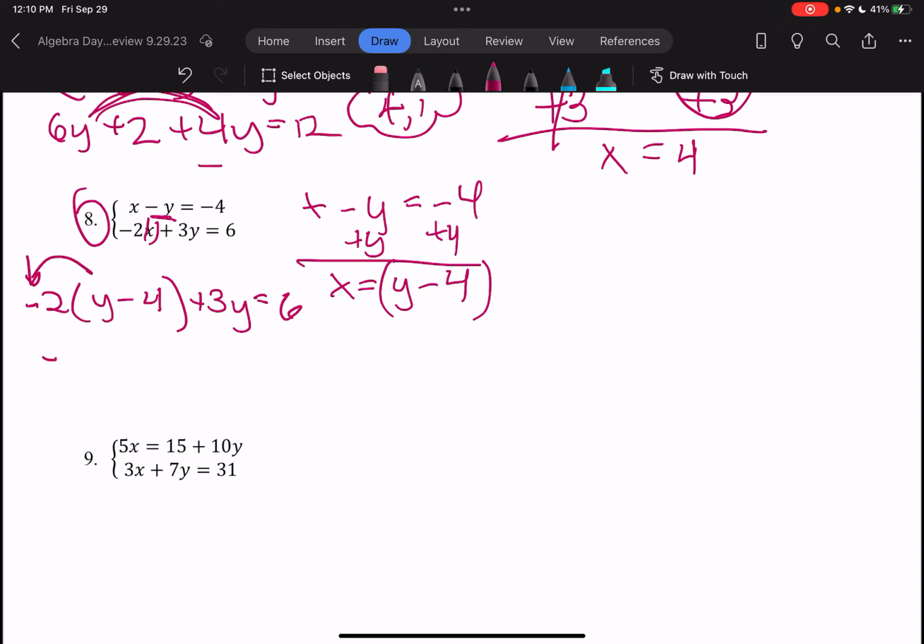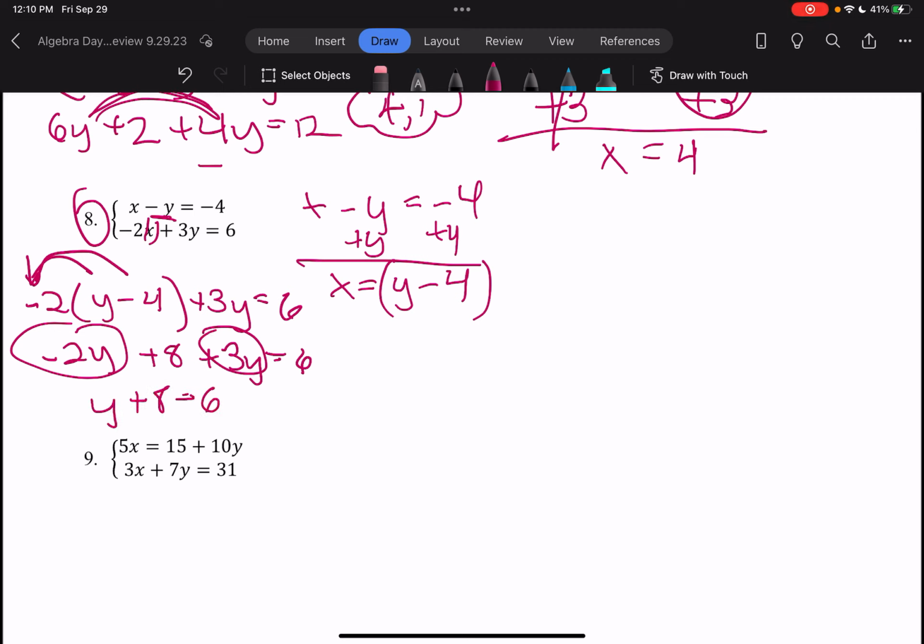Now I'm going to distribute: negative 2y plus 8 plus 3y equals 6. And we're going to end up with negative 2y and 3y is just y, plus 8 equals 6. Subtract 8 from both sides and we get y equals negative 2. So now I have part of my answer. I'm going to go back in and plug that in here.